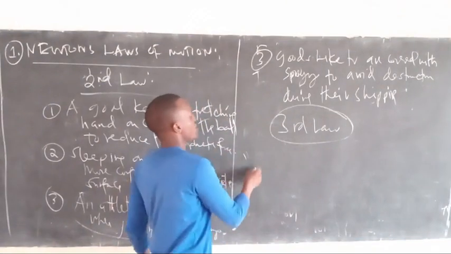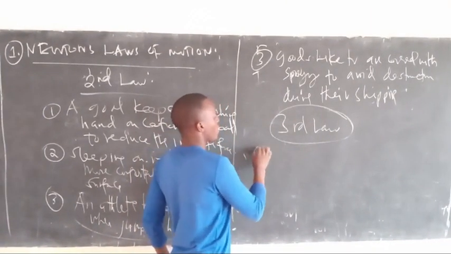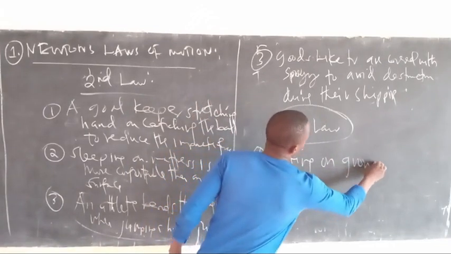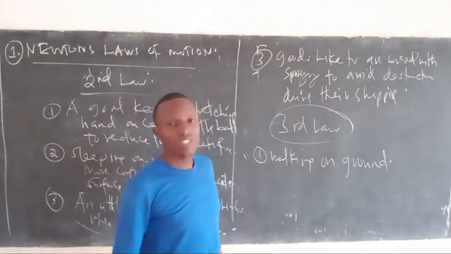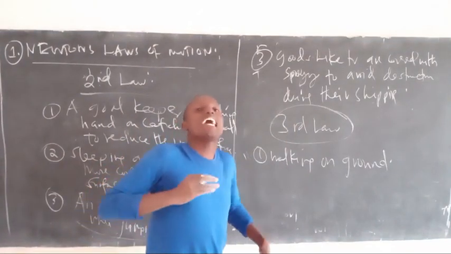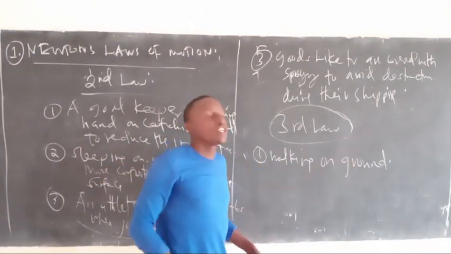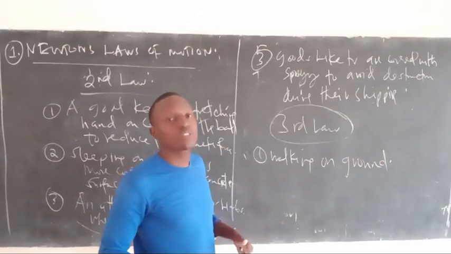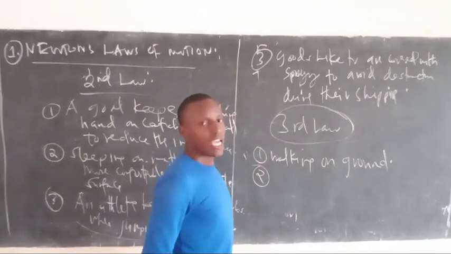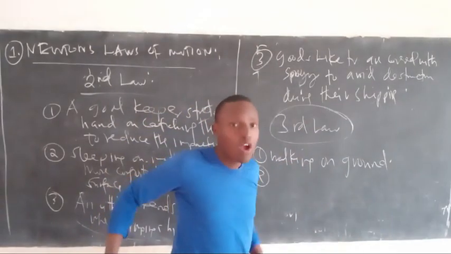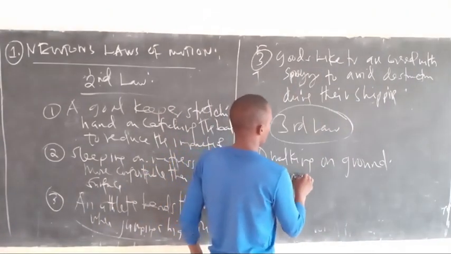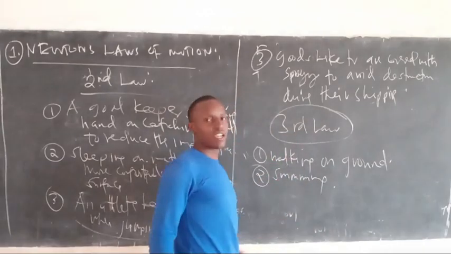For examples now. One, walking on the ground. A person walking on the ground pushes back with the muscles. So the muscles push back while the ground pushes forward. So he is able to walk on the ground because he pushes back and the ground exerts the forward force. So that is the reaction. A person swimming pushes back the water while the water exerts the forward force. So swimming is one of the examples.